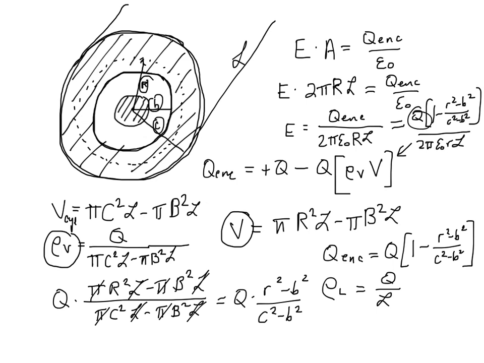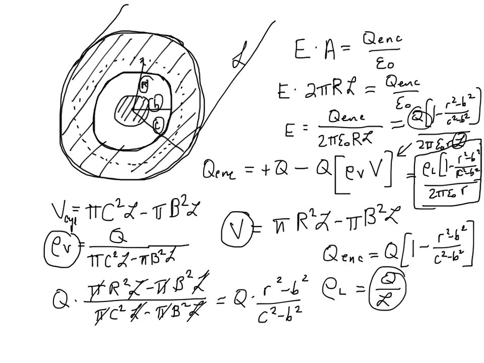Notice that this Q and this L taken together form rho sub L. I seem to have run out of space a little bit here, but this is going to end up being rho sub L times 1 minus r squared minus b squared over c squared minus b squared, all of that divided by 2 pi epsilon naught r. And that is the answer that was posted as the solution on the board. Sorry for the messiness. Sorry that I couldn't get this all into one slide without squeezing it together, but I hope that's helpful for you.